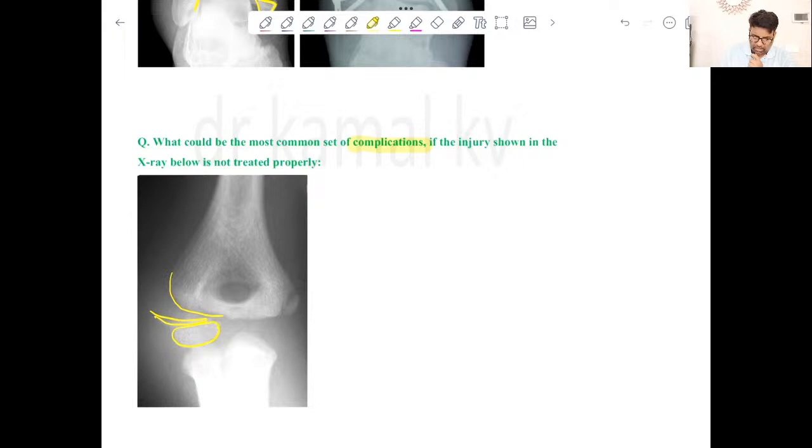Right. So what injury is this? Now this is radius, this is ulna, and you can say that this is a case of fracture lateral humeral condyle, right? So this is lateral humeral condyle.